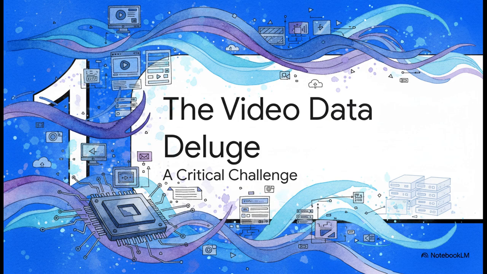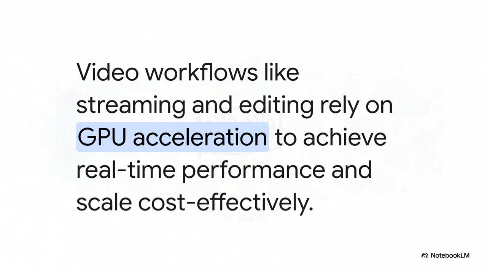All right, let's kick things off by really getting a handle on the size of this problem. We're talking about a flood of video data, right? It's not just for YouTube anymore. For businesses, video is everywhere, and actually processing all of it efficiently, well, that's a gigantic challenge. I mean, think about it. Live streaming, video editing, even huge surveillance networks, all of these things absolutely rely on GPU acceleration. They're the heavy lifters here. CPUs just can't keep up with the sheer muscle needed for all that encoding, decoding, and rendering, especially when you need it done now, in real time, and at a massive scale.